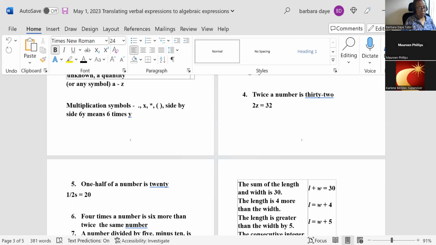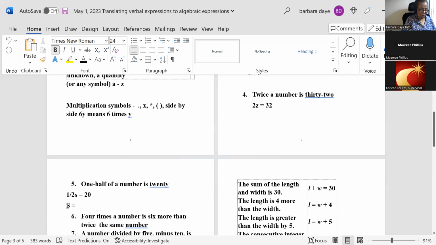Now, if 1/2 S is 20, what is S, Maureen? 10. What's 1/2 of 10? 5. Not 20. No, 1/2 of 10 is 5. This is 1/2 of S is 20. What's S equal to? 5.